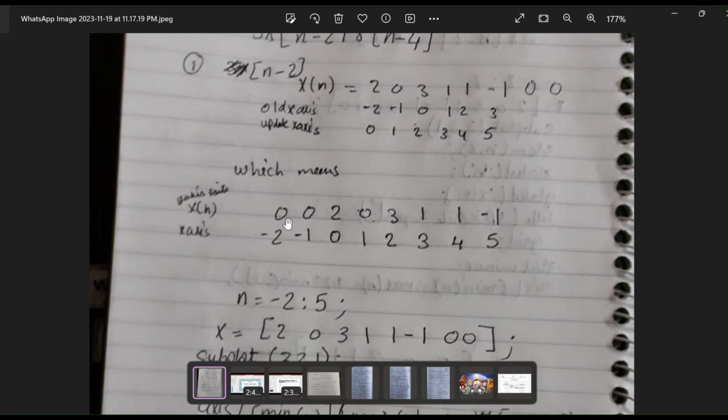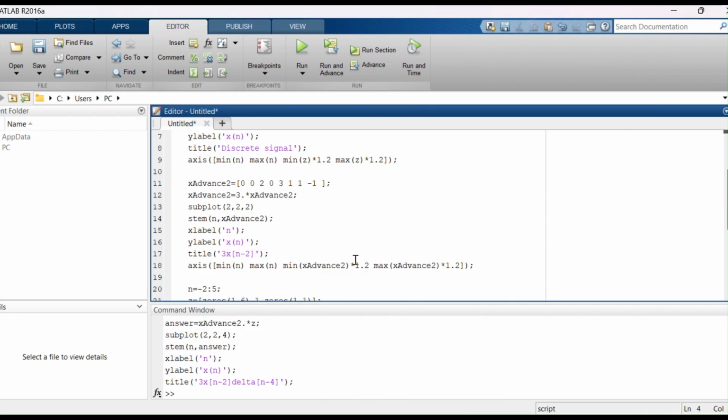So I wrote again the signals. 0, 0, because those two shifted, so it will start from 0. 2, 0, 3, 1, 1, -1. The same signals will be shifted by 2, so it will start from here. Okay? So that's why I wrote 0, 0, 2, 0, 3, 1, 1, -1. Now I want to multiply this by 3, because it says 3x. So 3 dot x. This means multiply. And now subplot it in the next index.